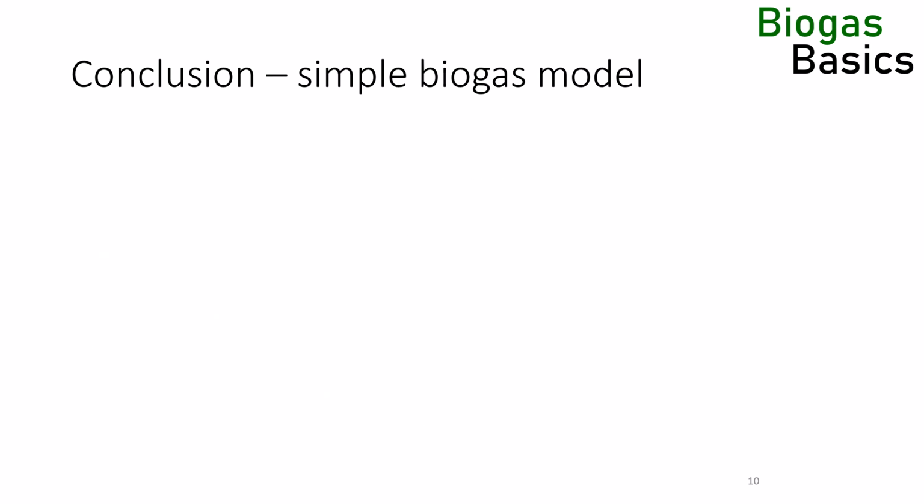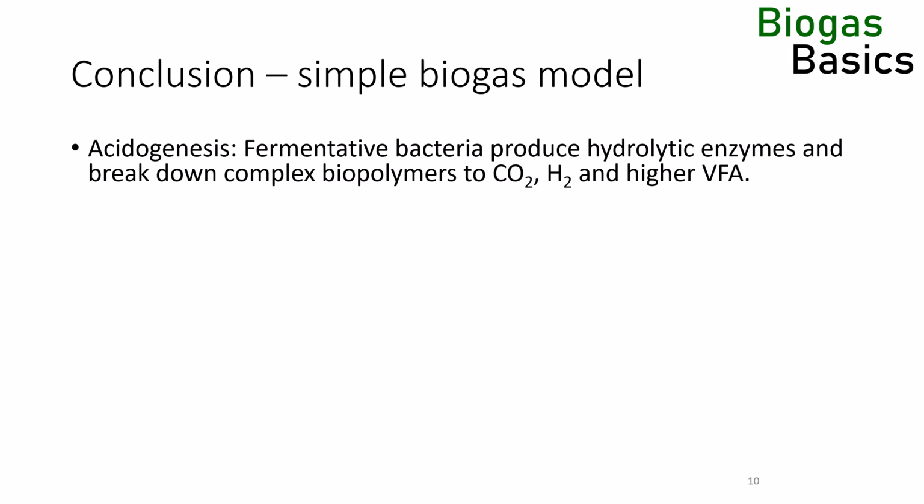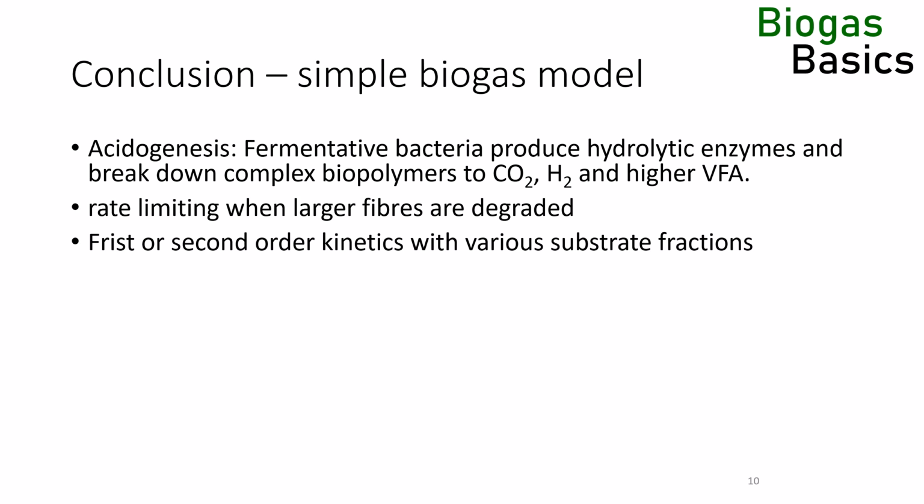In the biogas reactor, all reaction steps run concurrently and influence each other, but often only one of the steps is rate limiting and should be focused on. In the hydrolysis, fermentative bacteria produce hydrolytic enzymes and break down complex biopolymers to CO2, H2, and higher VFA. This is the rate-limiting step when larger fibers are degraded. Use first or second order kinetics with various substrate fractions to describe this reaction.